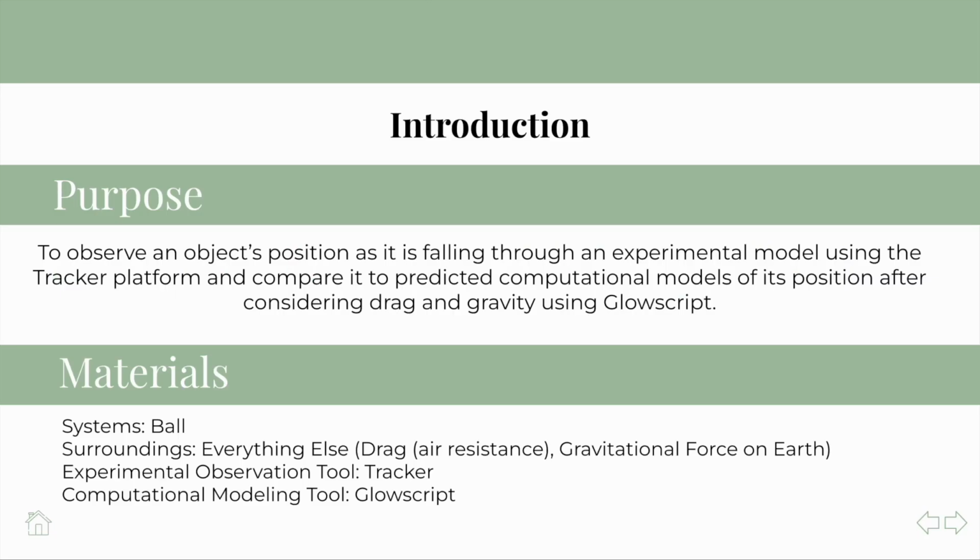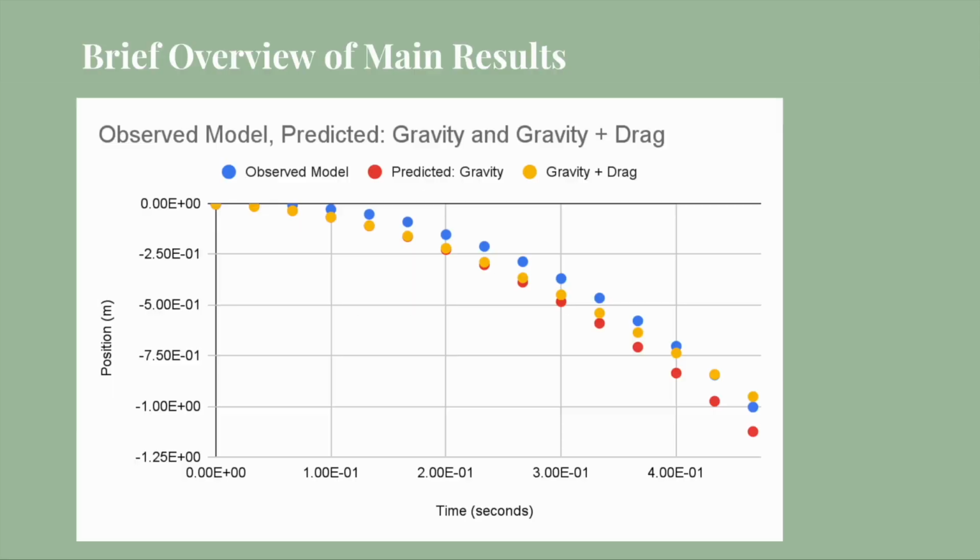So the purpose of this investigation is to observe an object's position as it's falling through an experimental model using the Tracker platform and compare it to two predicted computational models of its position, considering solely gravity and then considering drag and gravity together. So our system is a ball, and the surrounding is everything else, including drag, or air resistance, and gravitational force on the Earth.